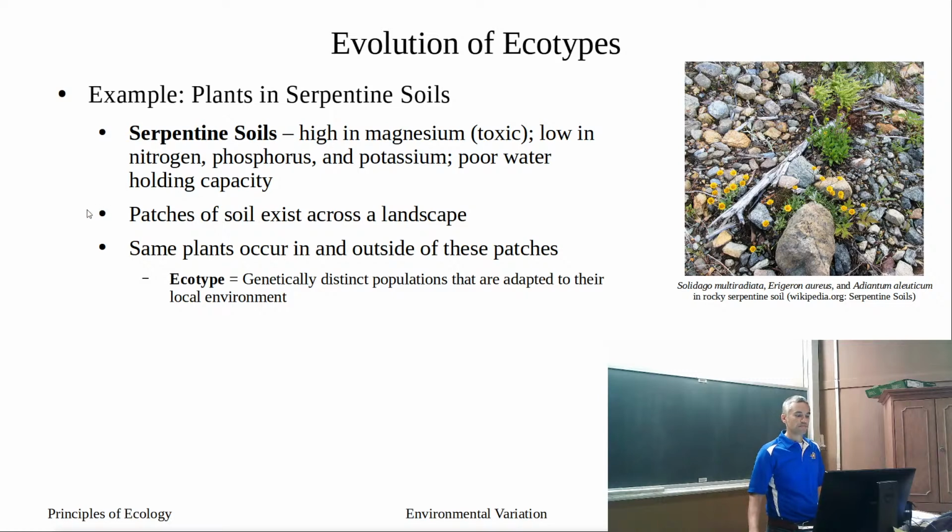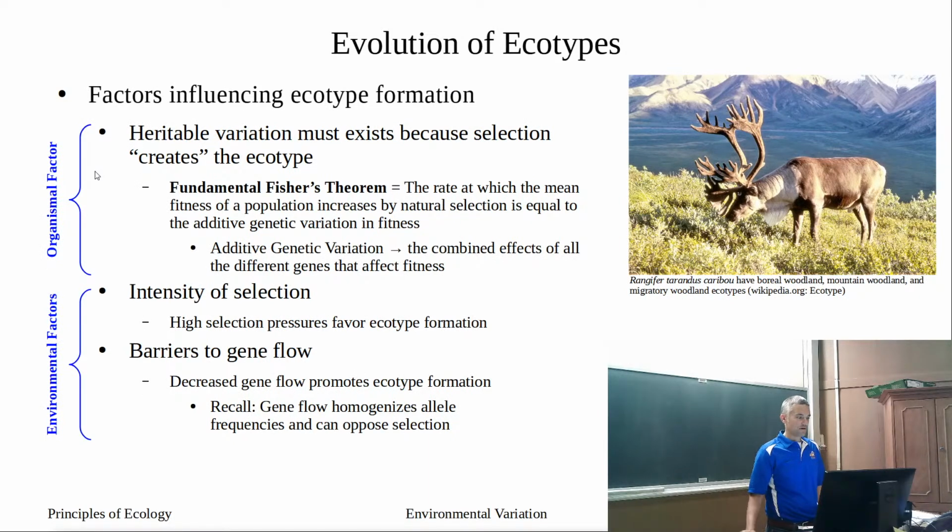There's our ecotypes. Now, what governs the evolution of these ecotypes? We've got organismal factors and we have environmental factors. All right, so at the basic level, in order for the ecotypes to form, heritable variation must exist. And that goes back to Darwin's tenets. In order to produce genetic differentiation, we need that heritable variation. That variation that is going to be passed down to our offspring, to our grand offspring, and so forth.